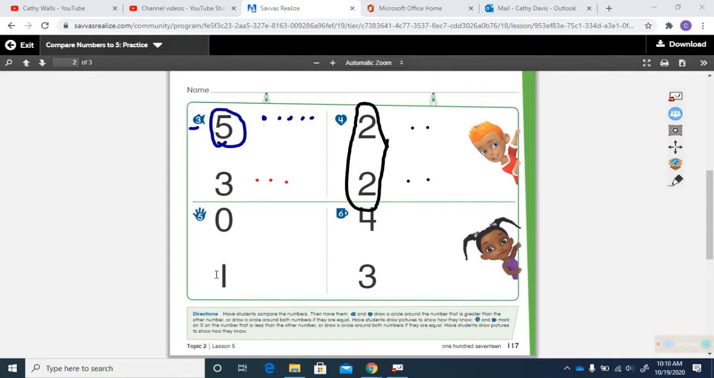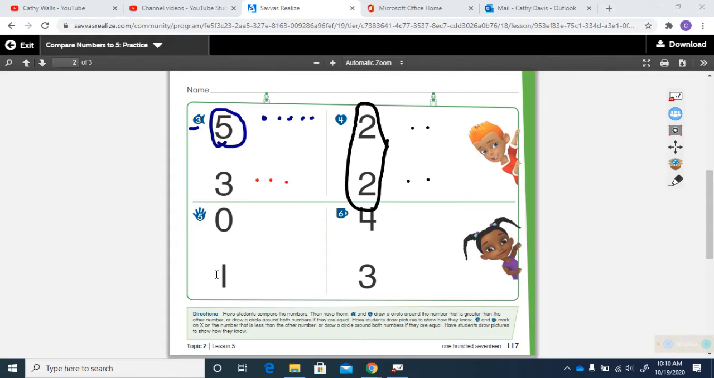Let's see, when I start counting, I usually start with the number 1. Does anyone remember what 0 means? 0 means none. We don't have any of something.